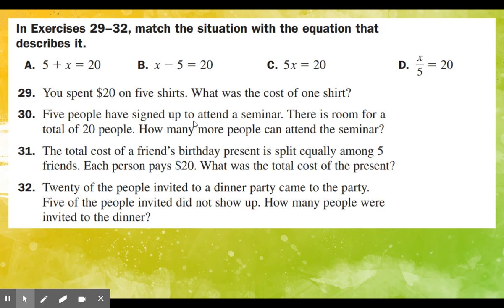He has an answer for A, and you're saying A goes to which number? 29, 30, 31, or 32? 29. I disagree. If you've spent $20 on 5 shirts, then we need to do something different to find out the cost per one. Remember, that's a unit rate. And what do we do when we have to find unit rate?